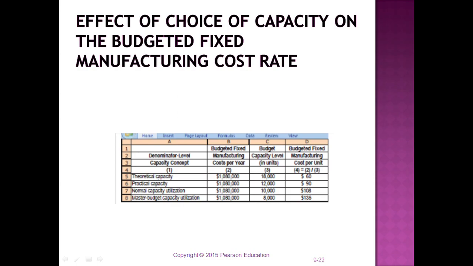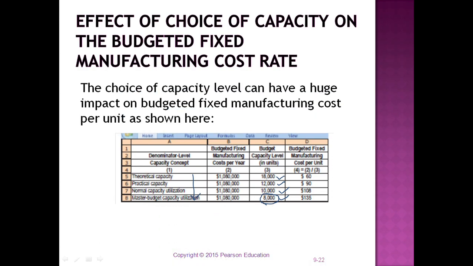So here is an example. If I consider all my four capacity utilization levels here, you will notice that the theoretical capacity level would be the highest, followed by the practical capacity level, and then maybe the normal capacity utilization, and finally your master budget capacity utilization would be the lowest among the four. The choice of the capacity level can have a huge impact on the budgeted fixed manufacturing cost per unit, as you could see here.